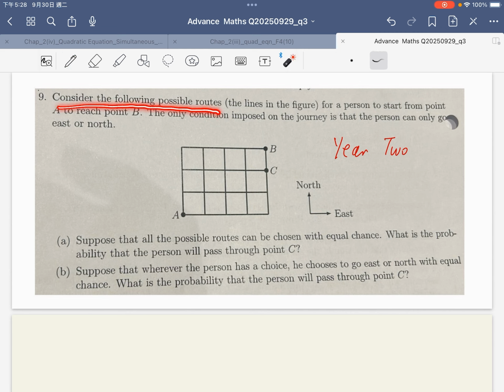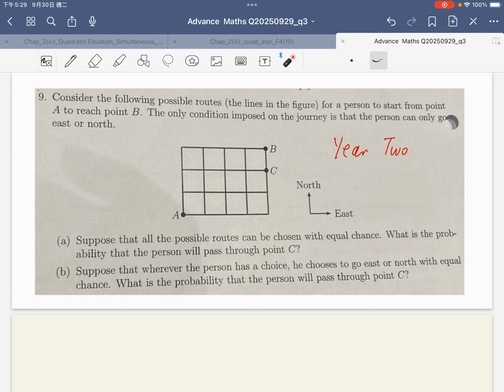Consider the following probability problem. A person starts from point A and wants to reach point B. The only condition imposed on the journey is that the person can only go either east or north. Now suppose that all the possible roads are chosen with equal chance. What is the probability that the person will pass through C?